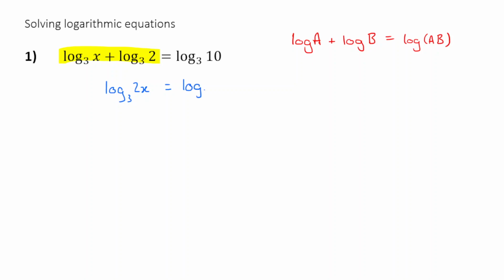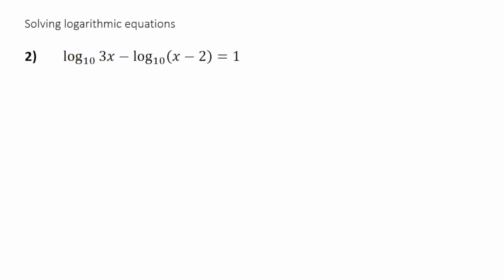So here we've got log base 3 of 2x is equal to log base 3 of 10. And so that simply means that these two things, 2x and 10, must be equal to one another. We can now just write 2x is equal to 10, and x is therefore equal to 5. So that's a fairly simple question that just gets us to use the first log rule. Let's try the next one.